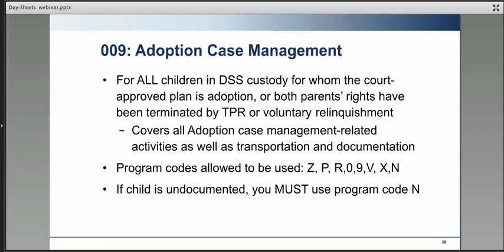So 009 is for all children in DSS custody for whom the court-approved plan is adoption, or for whom both parents' rights have been terminated by TPR or voluntary relinquishment. That means if your child in your custody has had the plan changed to adoption, or that both parents' rights have been terminated by TPR or voluntary relinquishment, you should be opening 009.